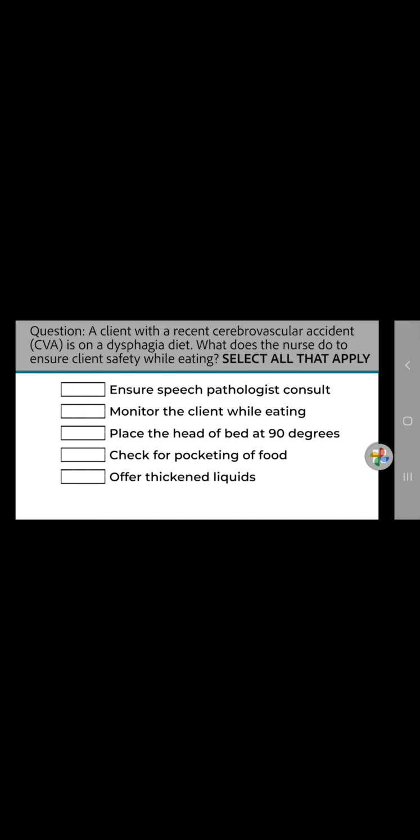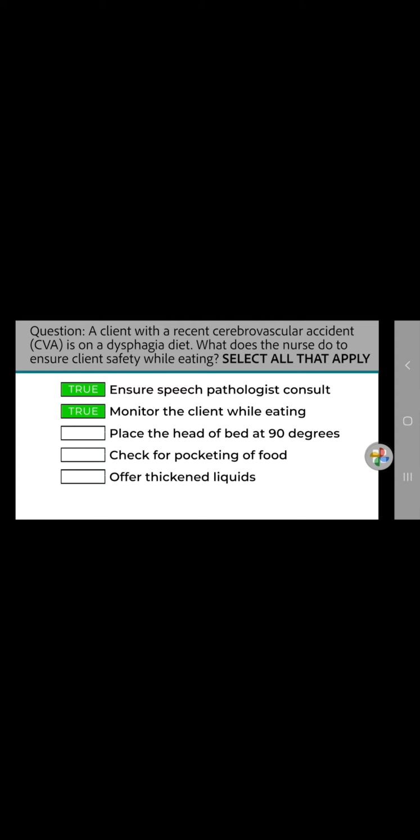Let's look at one more set of options for this question. True or false? Does the nurse ensure a speech pathologist consult? True. The nurse wants to make sure that a speech pathologist, or otherwise known as speech therapy, comes in and assesses this client for diet orders, for special precautions, etc. Does the nurse monitor the client while eating? This is true. This doesn't mean that the nurse has to stay with the client. It doesn't mean that the nurse has to feed the client. It means that throughout the meal, the nurse should observe the client frequently to ensure that they are still swallowing safely, that they're not too tired to continue eating.